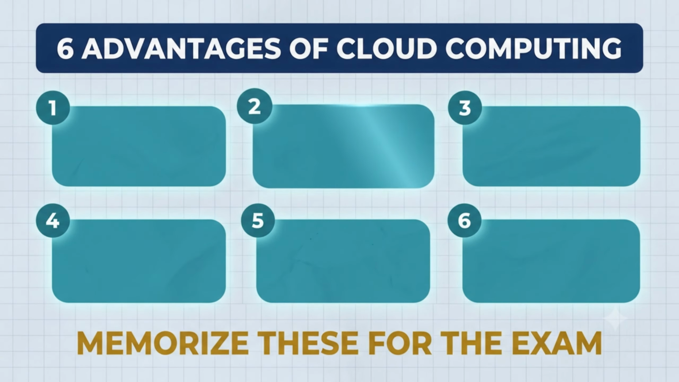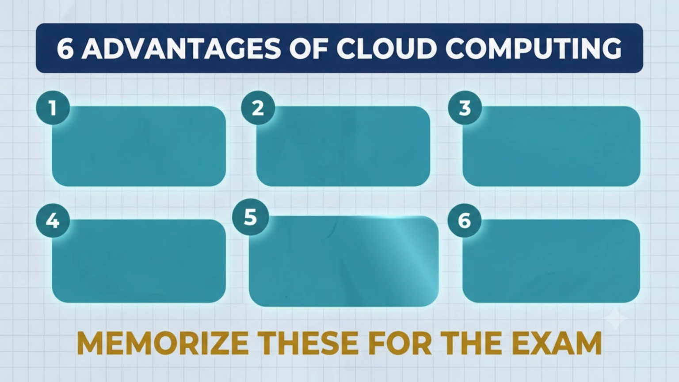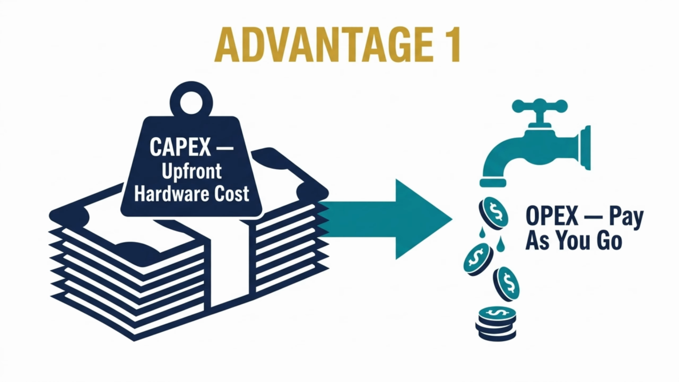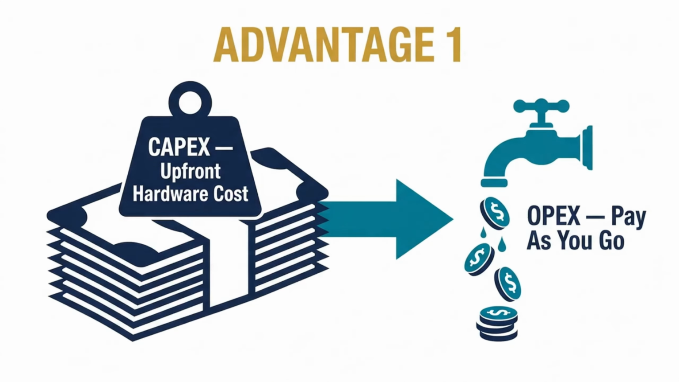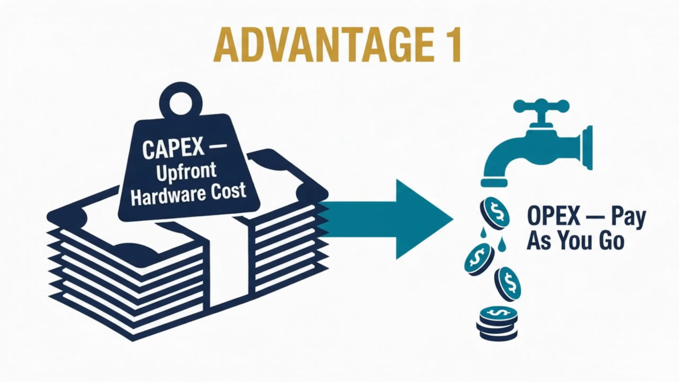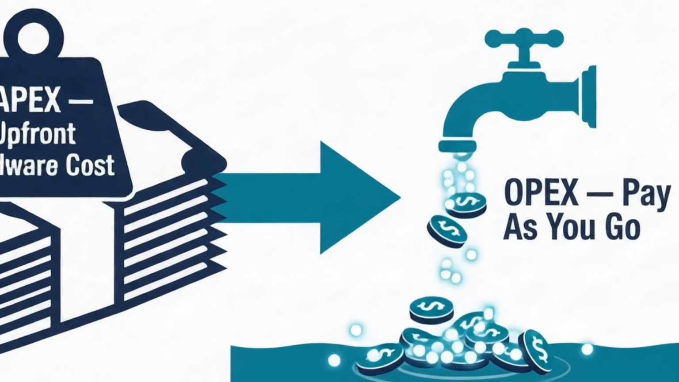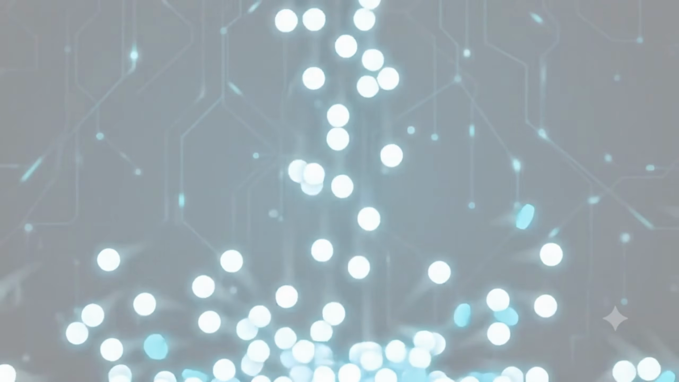Now let's get into the 6 advantages AWS officially defines. The exam assumes you have these memorized, tied directly to the objective of defining the AWS cloud and its value proposition. Advantage 1, trade capital expense for variable expense. Traditionally, you'd buy expensive hardware up front. That's capital expense, CAPEX. With cloud computing, you pay only as you consume. That's operating expense, OPEX. This frees up capital for things that actually grow the business, like new products or marketing.